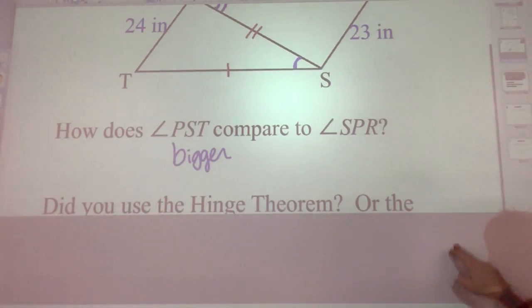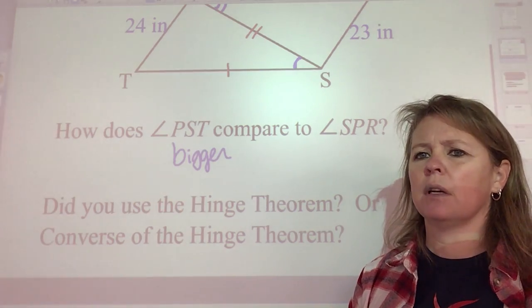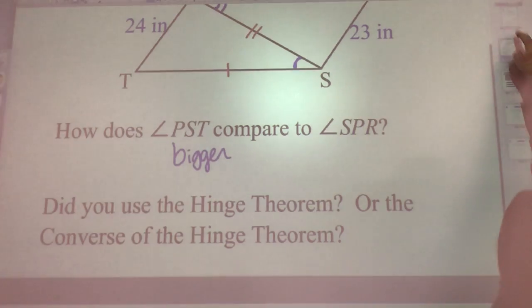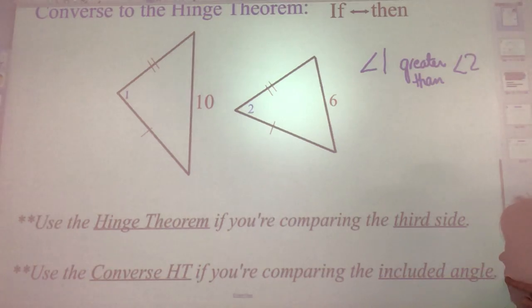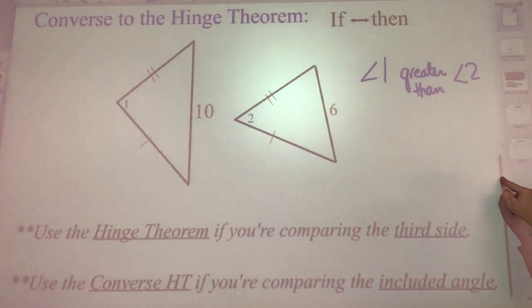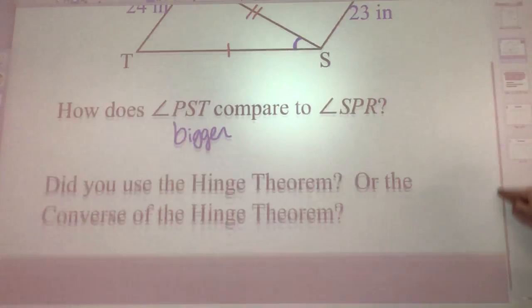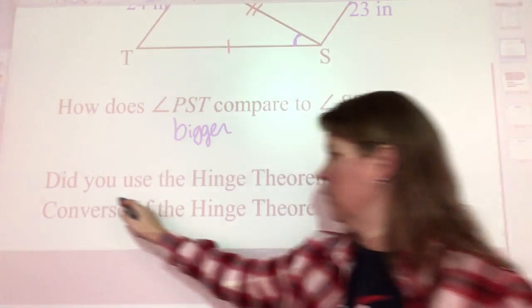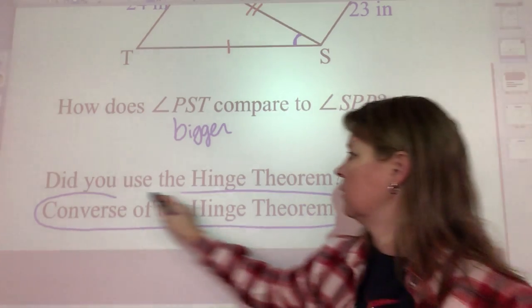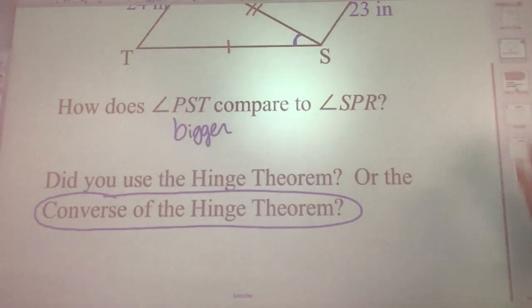Did you use the hinge theorem or the converse of the hinge theorem? You could guess and be like, I think that was the hinge theorem. Hold on, go back, look at your notes. If you're comparing the included angle, you are using the converse to the hinge theorem. If you know how big the sides are and you're trying to find how big the angle is, you are using the converse of the hinge theorem. And yeah, it's important to know the difference.